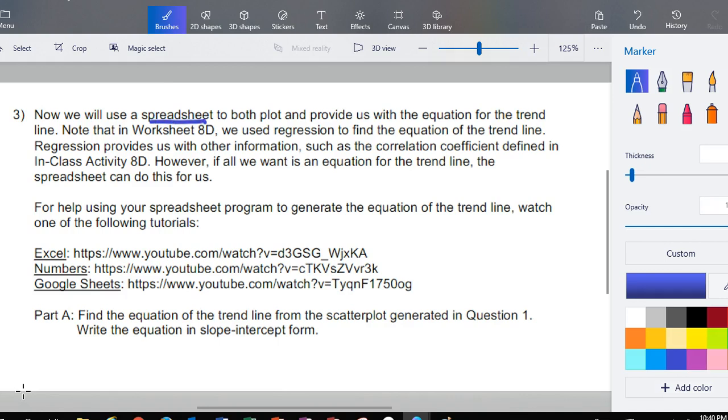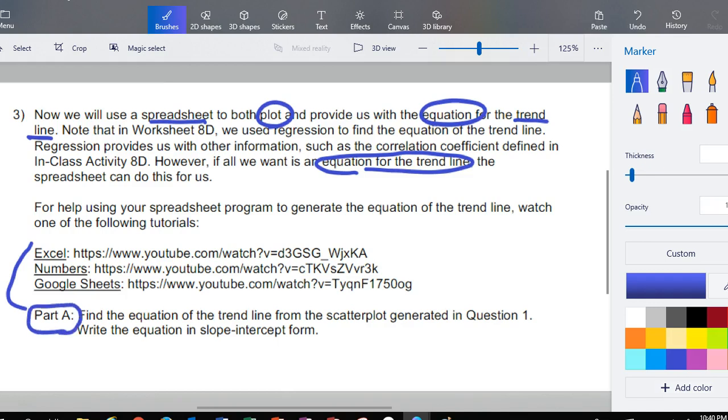Now we're going to use a spreadsheet. We're going to plot and then look at the equation for the trend line. This talks more about regression, however, if all we want is the equation, then the spreadsheet can do this for us. Here is some help, either in Excel, Numbers, or Google Sheets, and you can always search the internet for more. But we're going to move on to part A that says, find the equation of the trend line from the scatter plot we generated in question 1 and write this down.